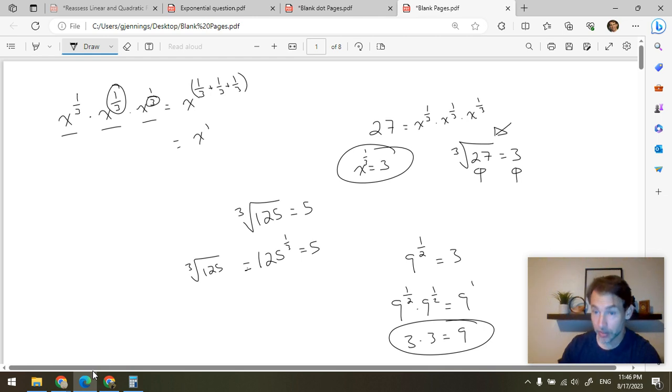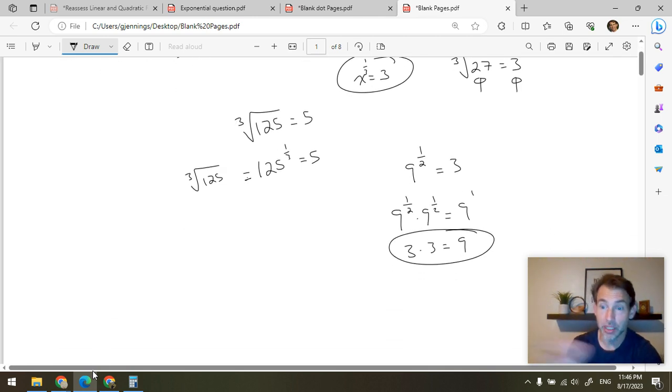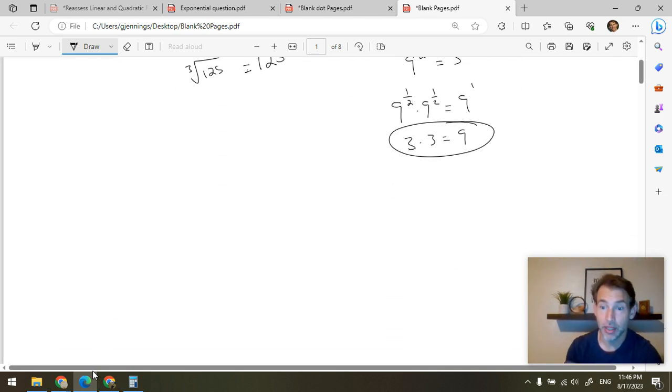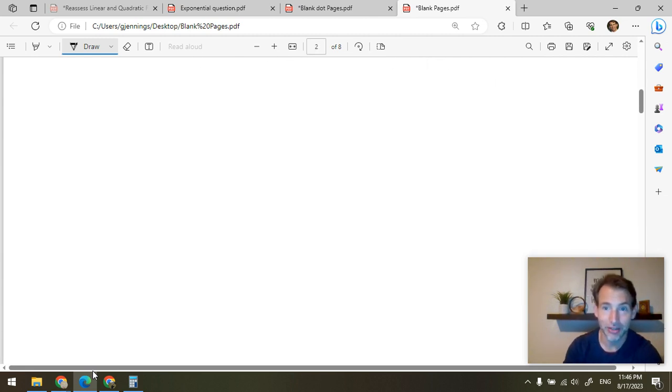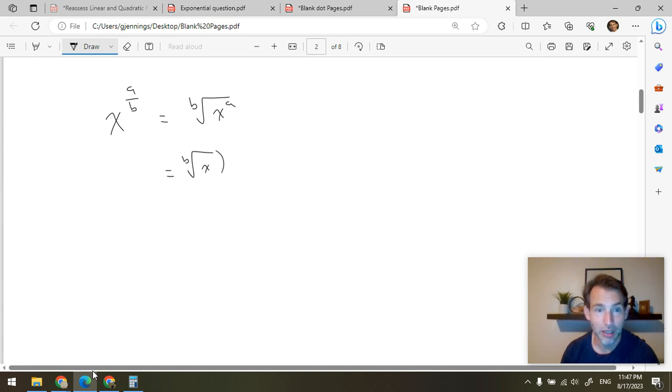So one of the skills that you'll want to have is being able to move between the two forms. And here's the general way that we can write it down. So if we have something like x to the a over b as our exponent, well, we can write that as the b root of x raised to the power a. Or I prefer to write it this way, the b root of x all raised to the power a.